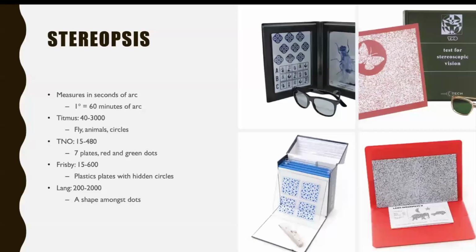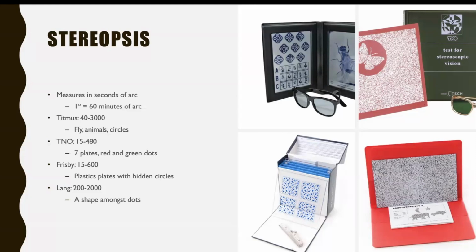A measurement of stereopsis. This is a measurement of a patient's ability to essentially see in 3D, and it's measured in seconds of arc. A single degree is 60 minutes of arc, and a minute of arc is then 60 seconds. There are multiple tests, and this is a common area of testing when it comes to, for example, the part one written or the part two written exams.